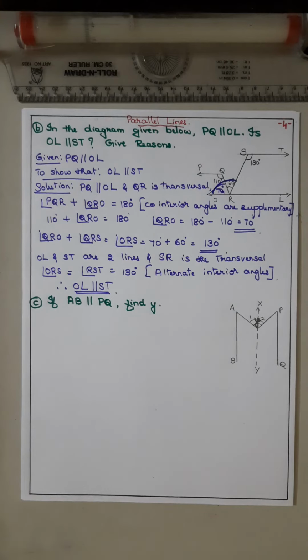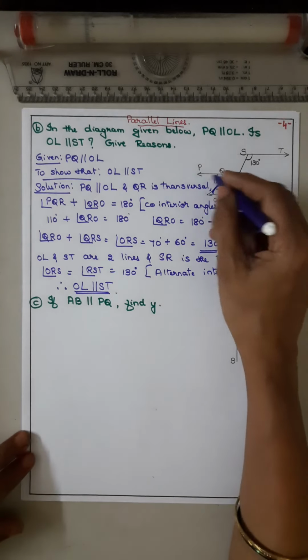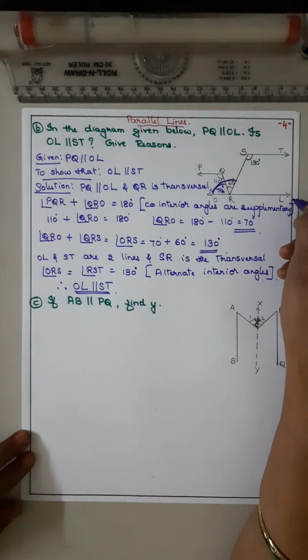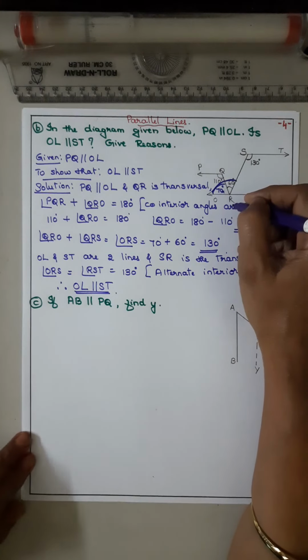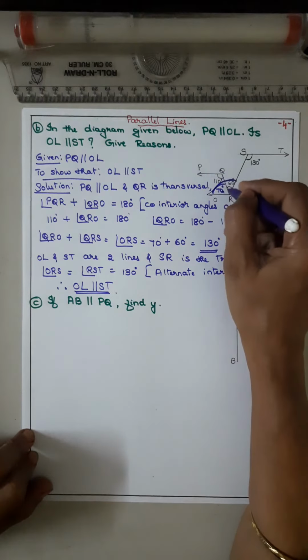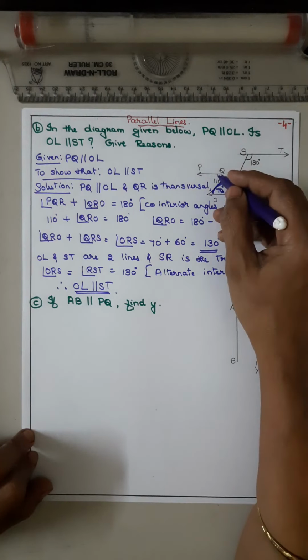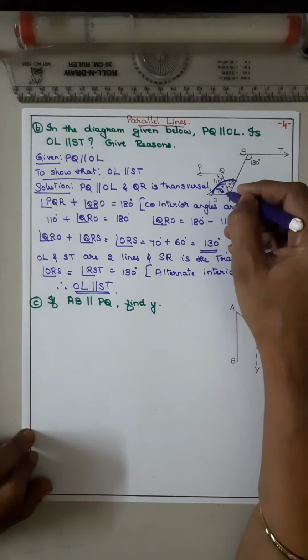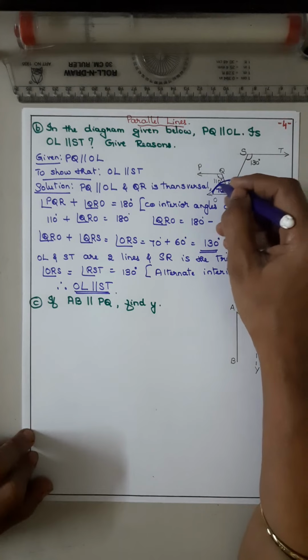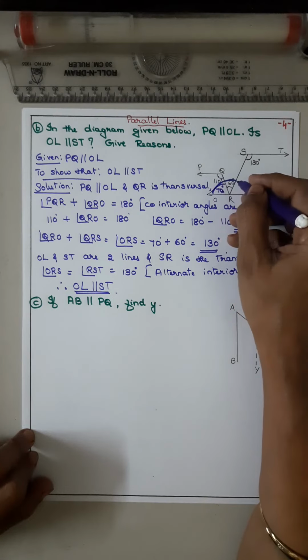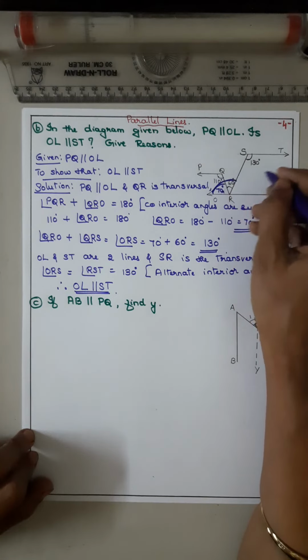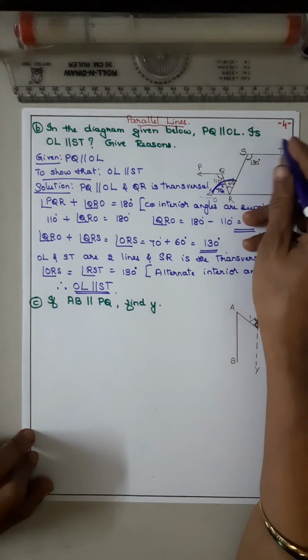Is it clear? So, first PQ is parallel to OL and QR is the transversal. So, 110 plus this angle should be 180 because co-interior. So, you got 70. Then add 70 and 60. That became 130. So, this is alternate interior.